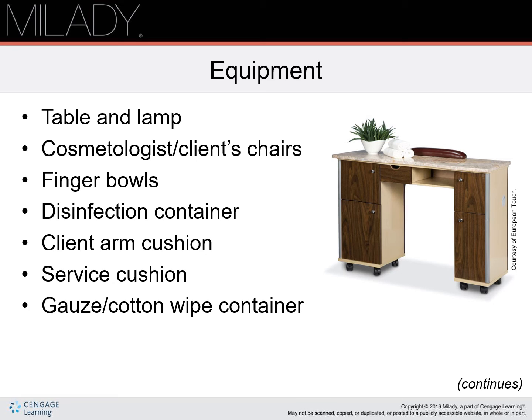Okay, so examples of these are going to be your manicure table. Your manicure table usually consists of 1 or more drawers. It can be 36 to 48 inches long, anywhere from 16 to 21 inches wide. Okay. Adjustable lamps. The lamps should be adjustable and have a 40 to 60 watt bulb. Cosmetologist and client chairs. The technician's chair should be selected for ergonomics, comfort, durability, resistance to staining, and the ease of cleaning. The client's chair should be durable and also comfortable.